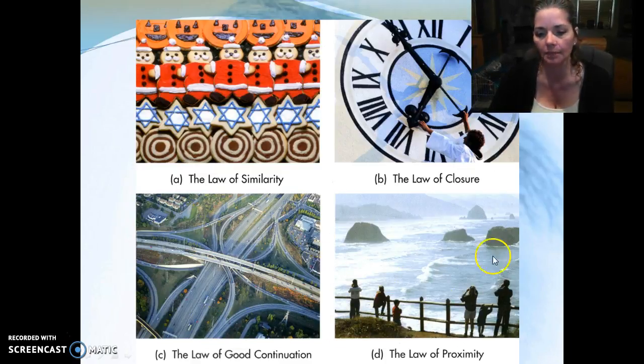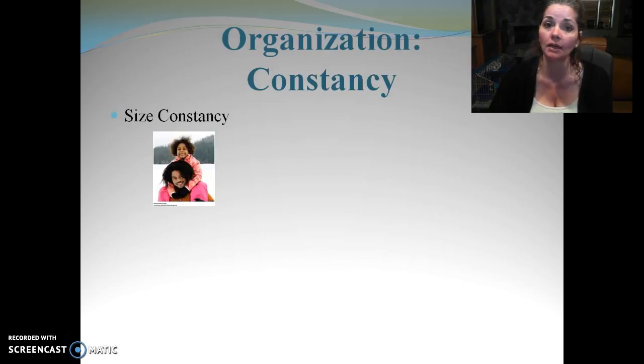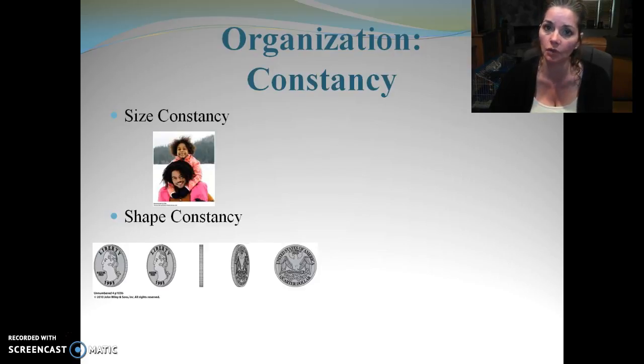And the law of proximity: we might see 3 separate families here, but in reality they could all be together. They could all be individuals, but based on proximity and how close they are to one another, we assume it's 2 separate families. Additionally, certain things may remain constant even though there are some visual or sensory changes.